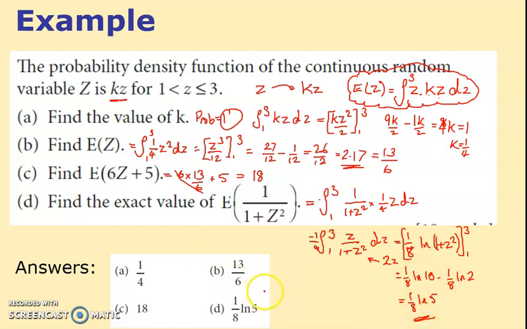See if you can follow my logic. You see, it's fairly straightforward. You put the numbers in, and you use your log rules to combine these two together.